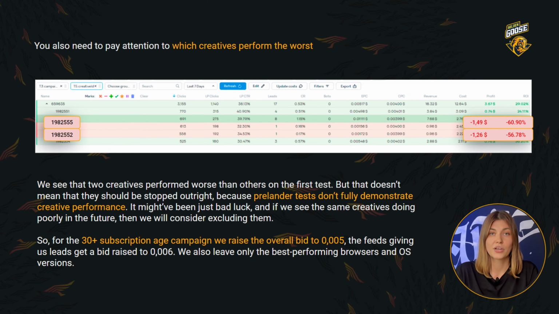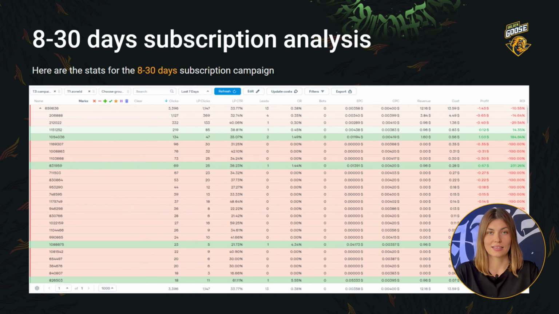So, for the 30+ subscription age campaign, we raised the overall bid to 0.005. The feeds giving us leads get a bid raise to 0.006. We also leave only the best performing browsers and OS versions. Let's look at our stats.